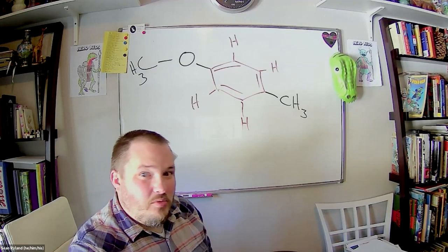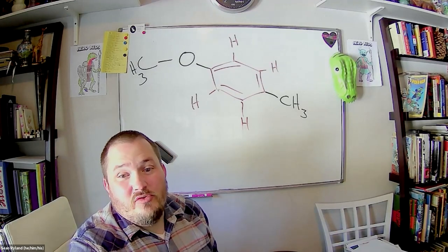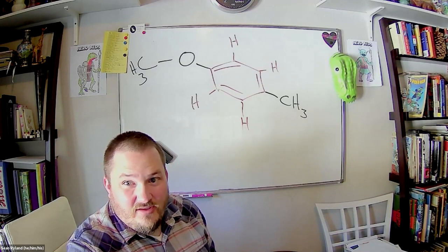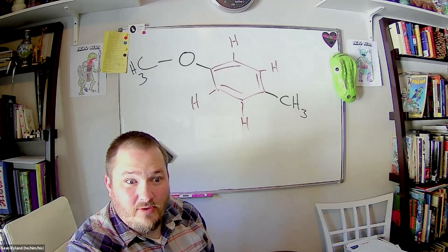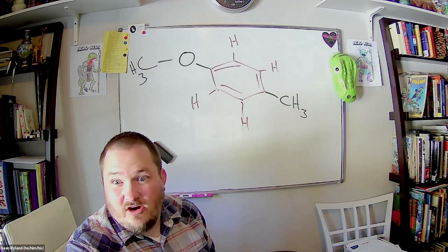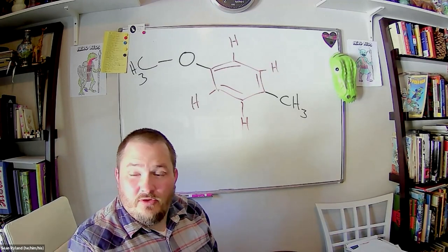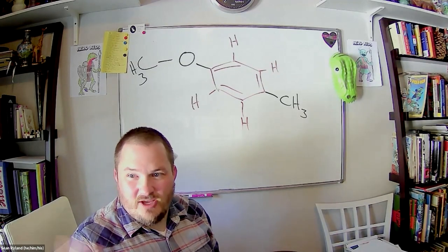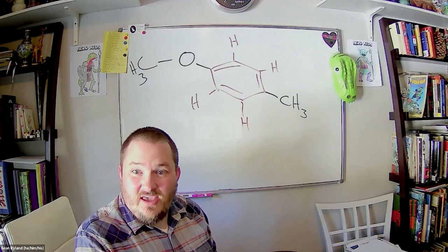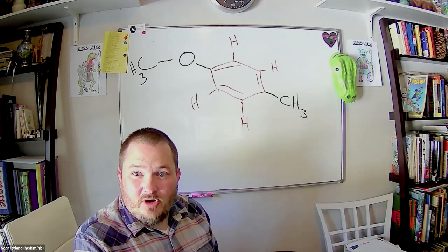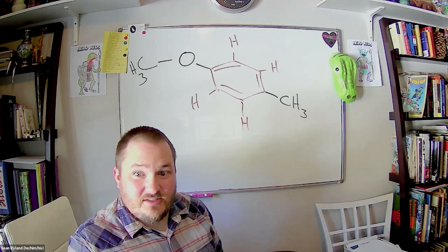Right? But what you lose is the splitting and the integration. And you also lose the fact that an alcohol won't show up at all in a carbon NMR, right? Because it's not carbon, and we're not looking at the protons. Alcohols were tricky when we were doing proton NMR. Sometimes they coupled, sometimes they didn't, but they always showed up at least. That's not the case with carbon NMR, because you need carbon for it to show up.